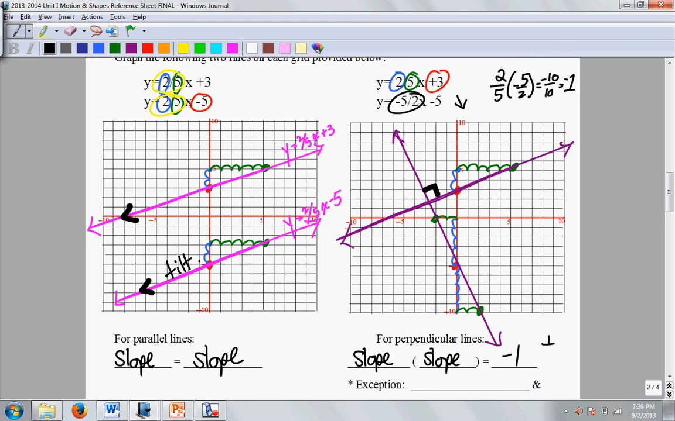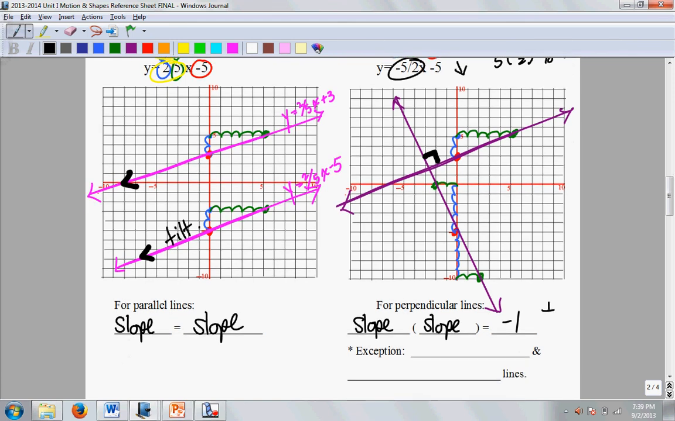Now, the only exception to this would be horizontal and vertical lines. Horizontal lines, completely horizontal lines, of course, have 0 slope. And vertical lines have no slope. But all horizontal and completely vertical lines do have right angles, so that would be the only exception there. Let's put what we know to practice.